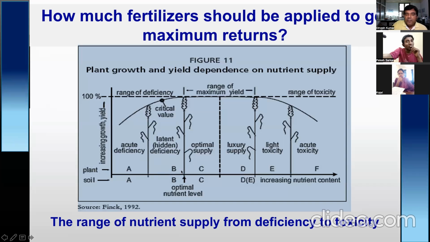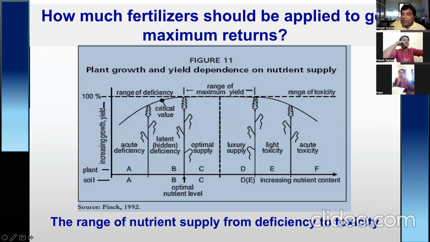Now you increase the supply from B point towards C, then you will get maximum yield zone. This is maximum yield zone. Here, somewhere in this zone lies the optimum supply of the nutrient. And then in some nutrients, you can get luxury consumption, like in potassium. However, yield is not affected. Here you can see the yield is not adversely affected. You are getting the maximum yield at this level, but it is a wasteful use of the nutrient.